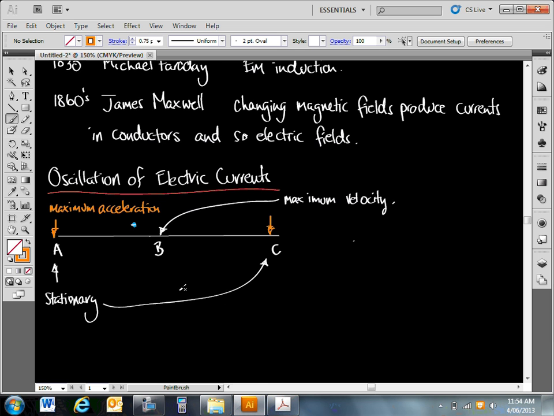Where is its acceleration 0? B. Acceleration 0, just for a moment. The acceleration would be 0 momentarily. Okay. So you understand that. That's fine.